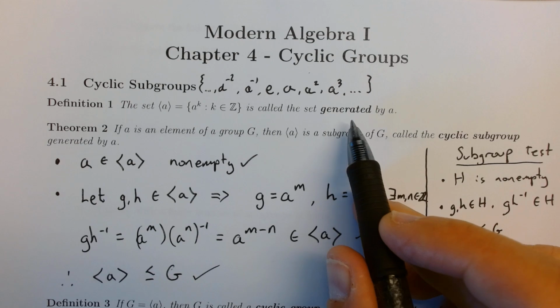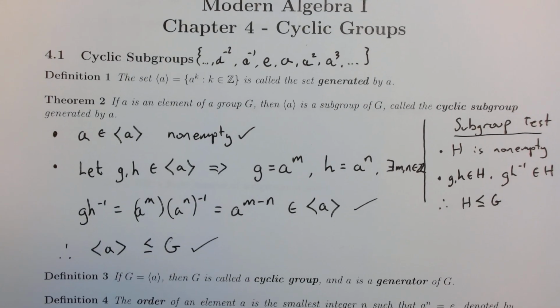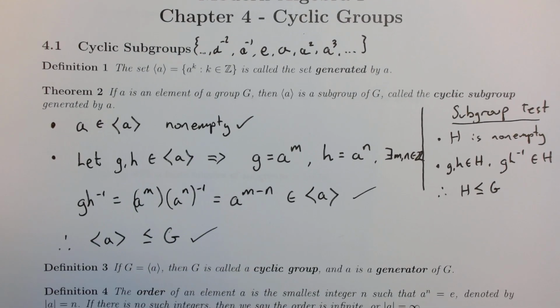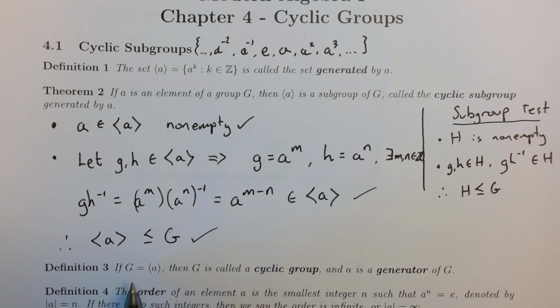And since we're using this word generated by a, we can call that element a generator of the subgroup. And of course, the whole group is cyclic if it is generated by some element.